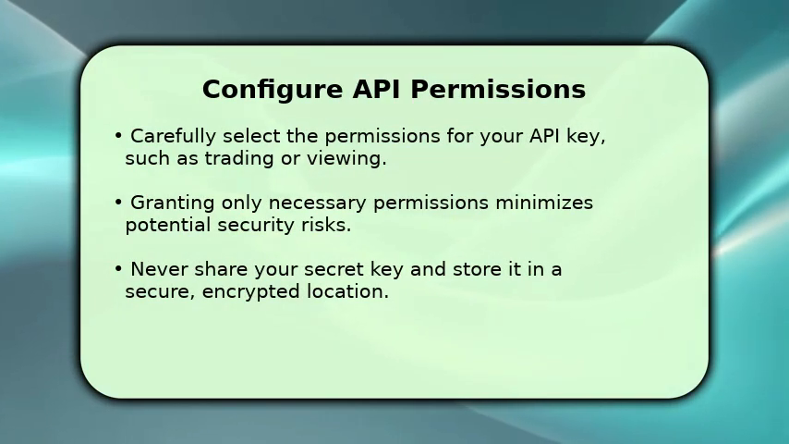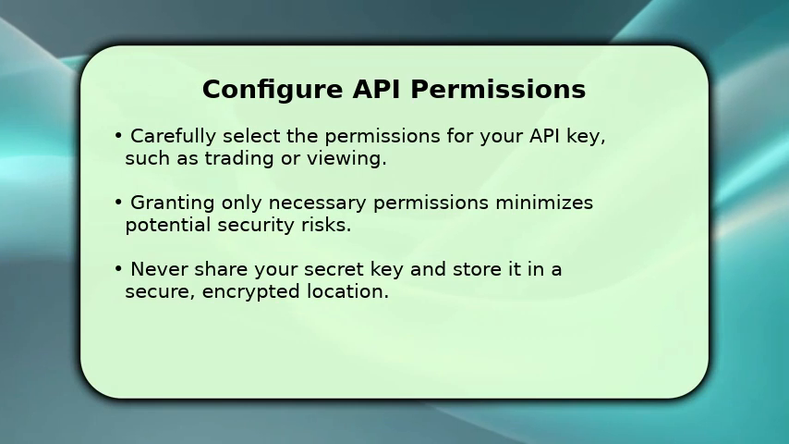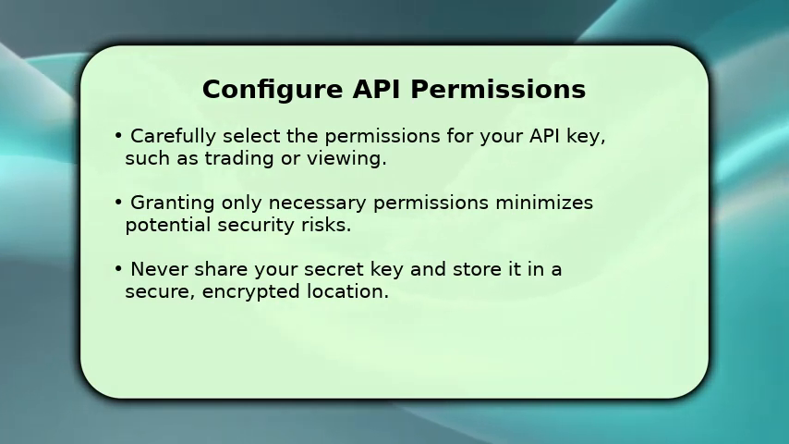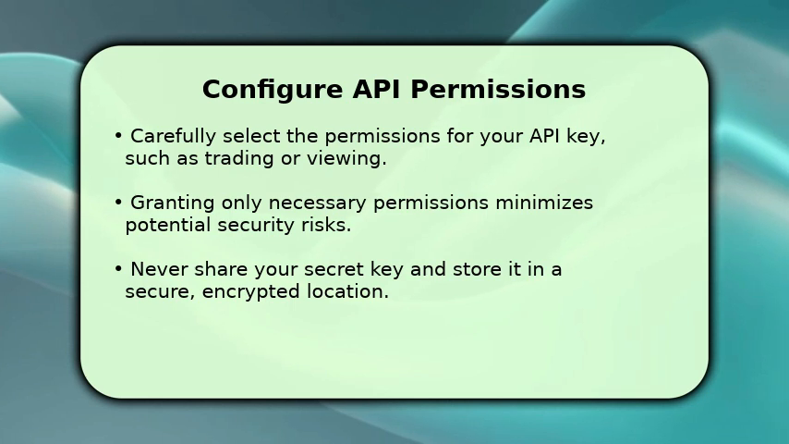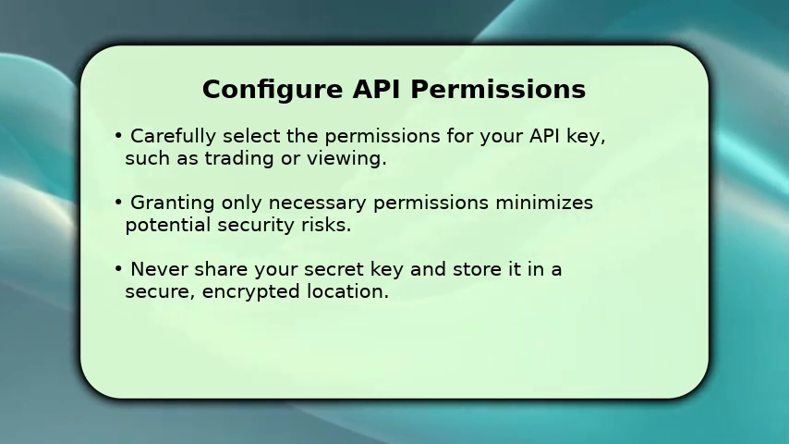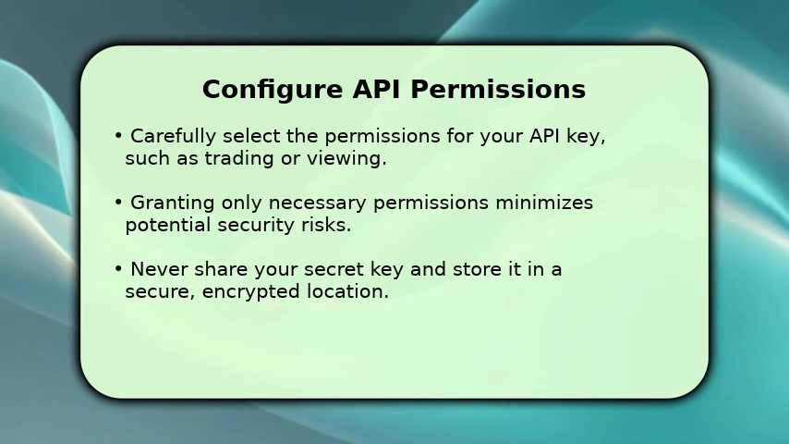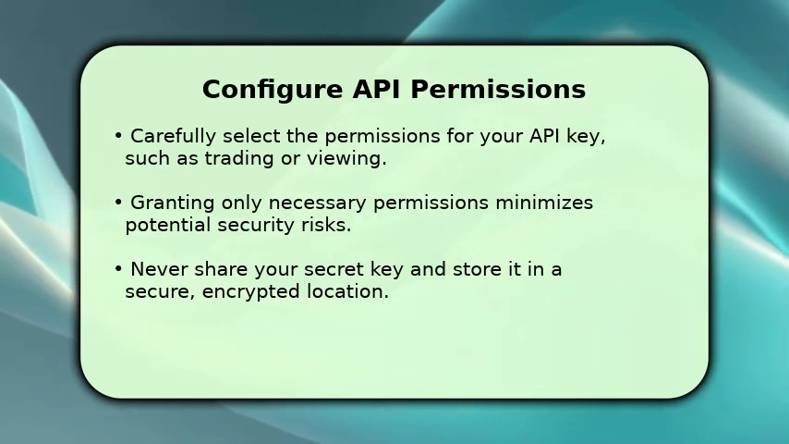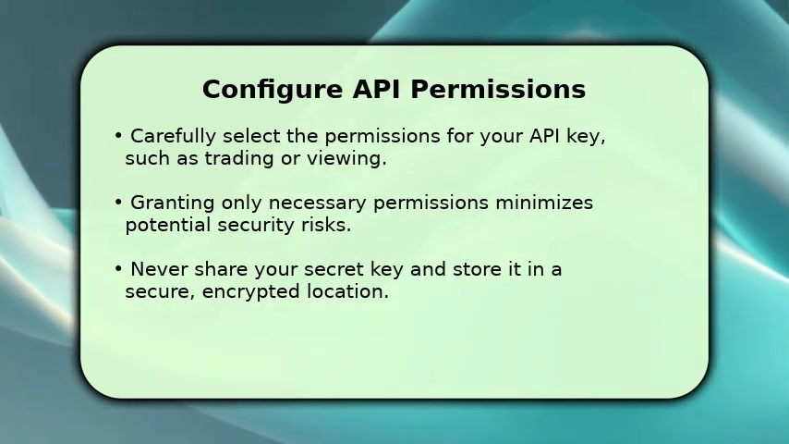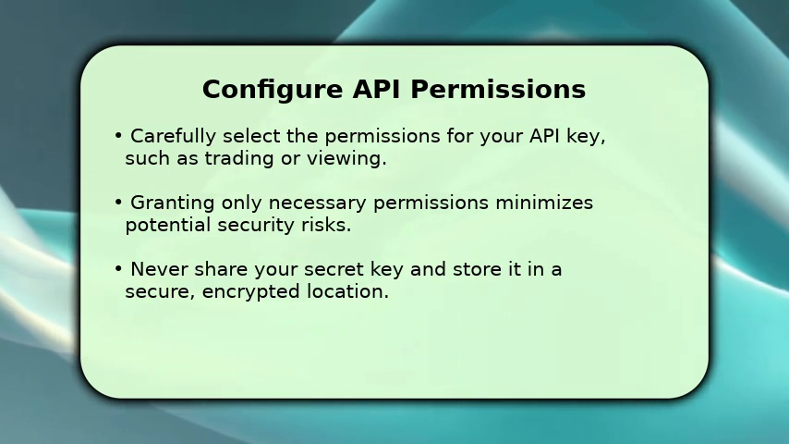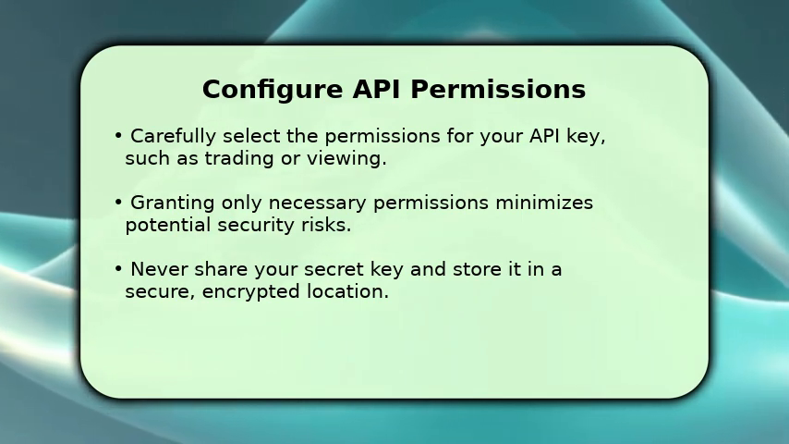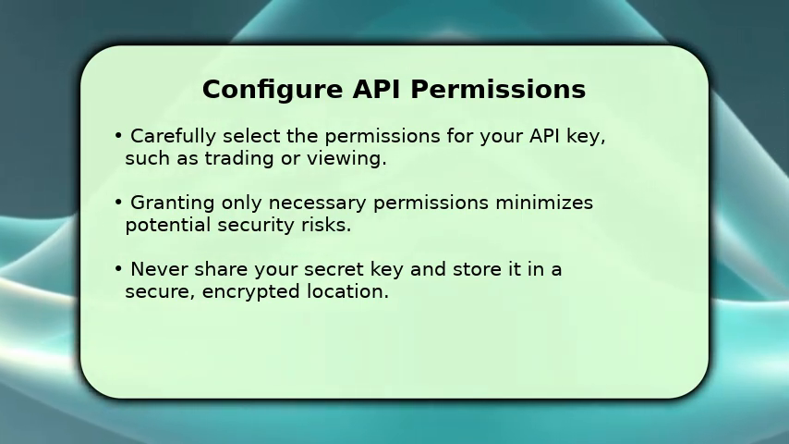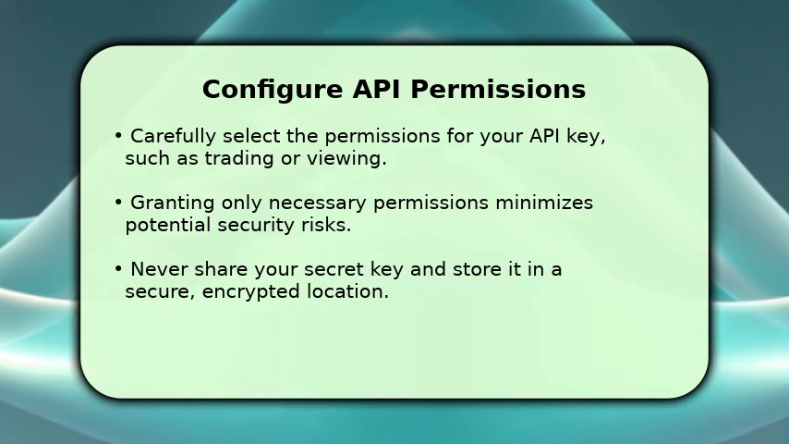After generating your keys, it's vital to configure the permissions. You can choose what actions your API key can perform, like viewing account information, placing orders, or withdrawing funds. Always grant only the minimum necessary permissions to reduce risk. For example, if you only need to view balances, do not enable withdrawal permissions. Also, ensure your secret key is stored securely and never shared.